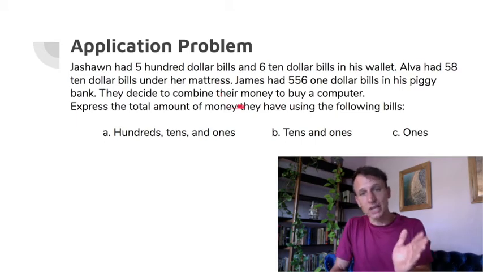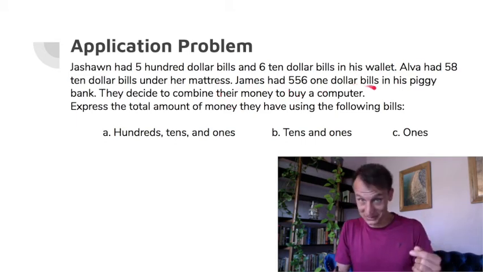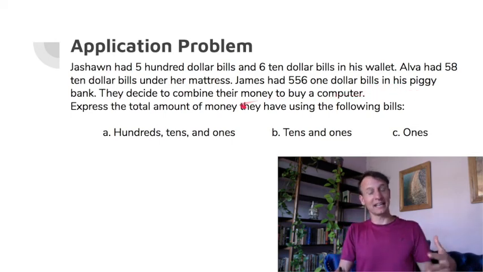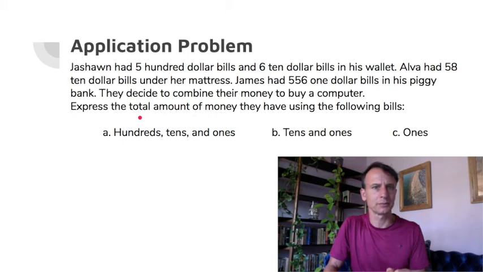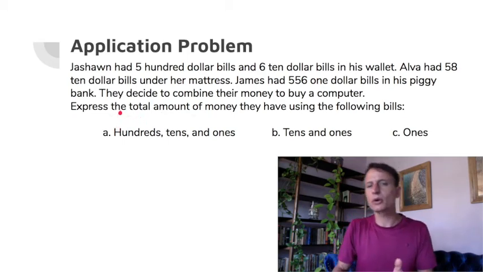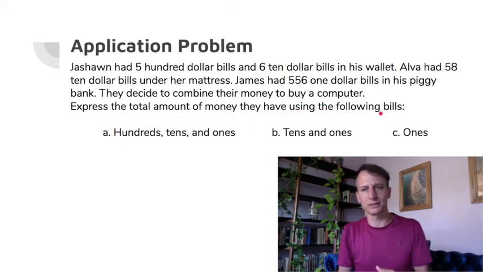No comment. James had 556 $1 bills in his piggy bank, and that has to be a pretty big piggy bank to fit that. They decide to combine their money to buy a computer. Hopefully they are siblings, otherwise there will be some complications there. But in any case, what's the total amount of money they have using the following bills?